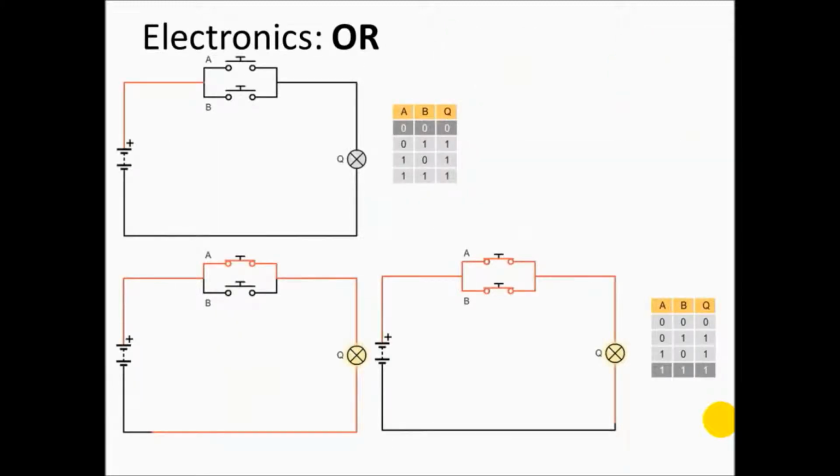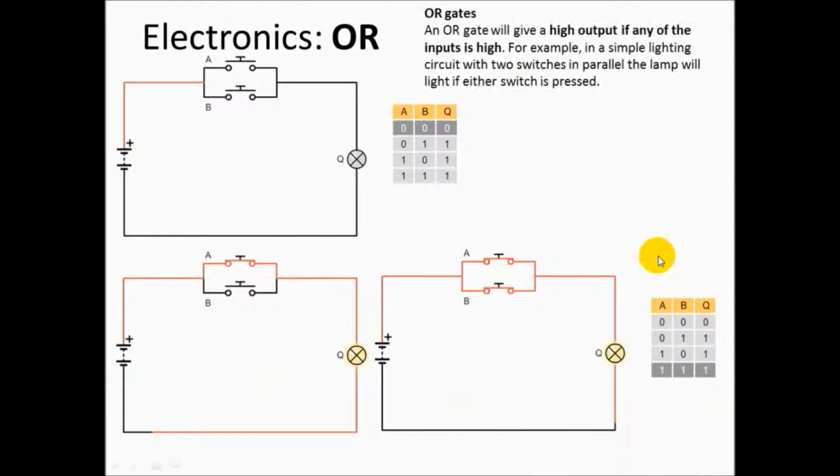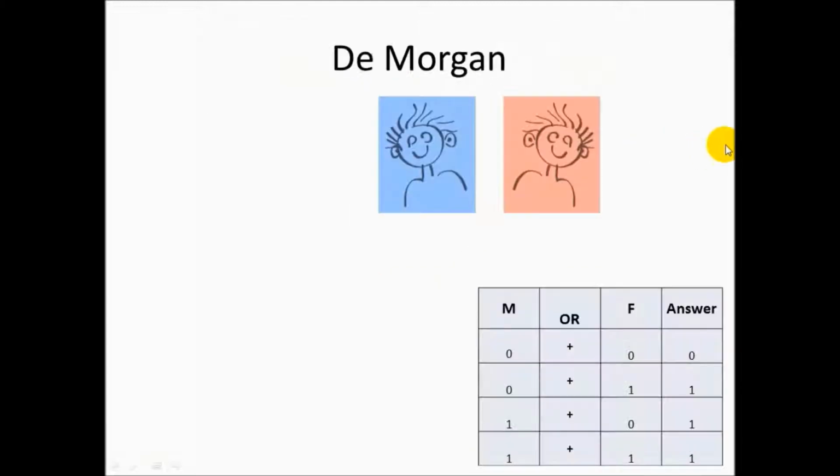Right, electronics, and this is the OR. This is great, because this is just showing you how it actually works. So an OR gate will give a high output if any of the inputs is high. For example, what we mean is on. For example, in a simple lighting circuit with two switches in parallel, the lamp will light if either switch is pressed.